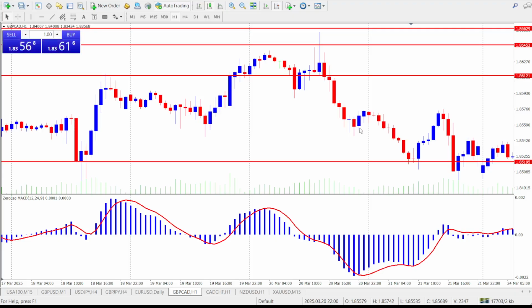All right. So in conclusion, the ZeroLag MACD indicator for MT4 is an incredibly powerful tool that can help you identify trends, confirm market momentum, and filter trade setups with ease. Whether you are a beginner or an experienced trader, this indicator is user-friendly and effective for all types of traders.